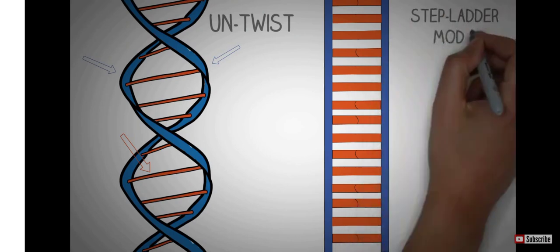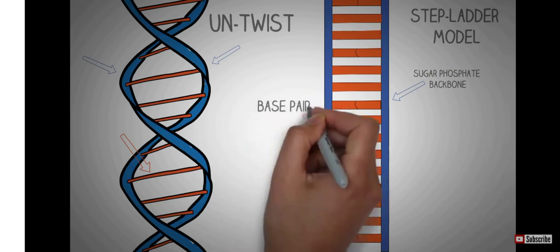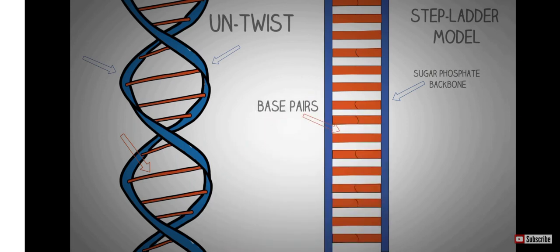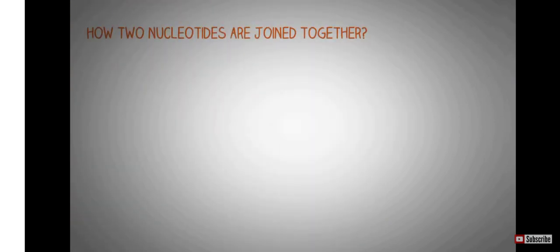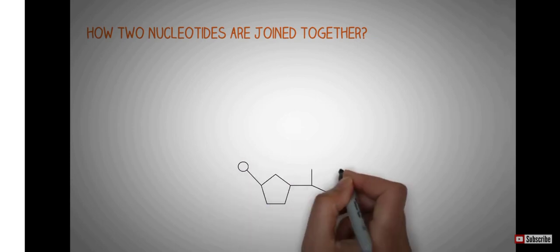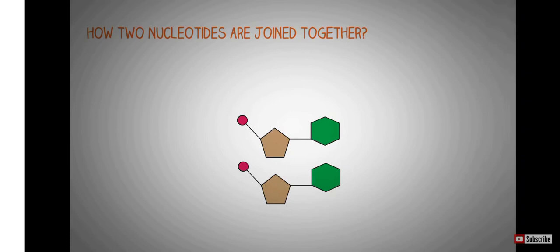It also has a similar structure, and it consists of these blue vertical lines and these orange horizontal lines. Now, these blue vertical lines basically represent the sugar phosphate backbone of the DNA. And the central lines, which are orange in color, represent the base pairs of the DNA. We will get to these terms in just a bit. Now, to understand the structure in more detail, the next thing you have to understand is how 2 nucleotides are joined together. Basically, we covered this topic in our previous video about nucleic acids, so if you want to learn in more detail, you can refer to that video.